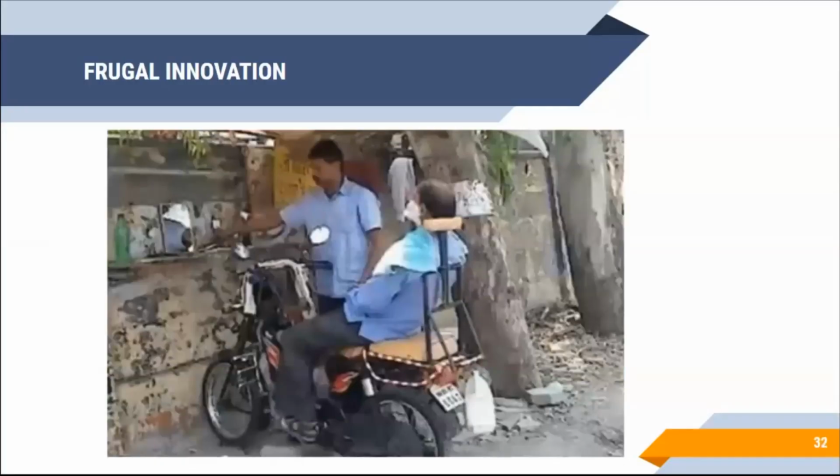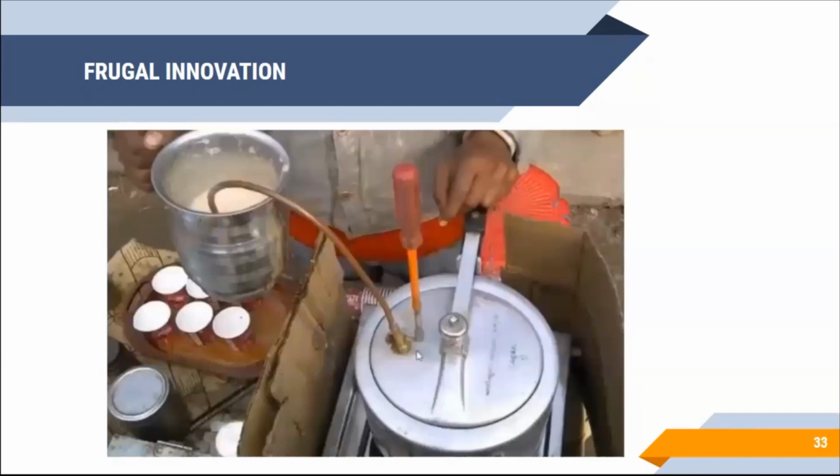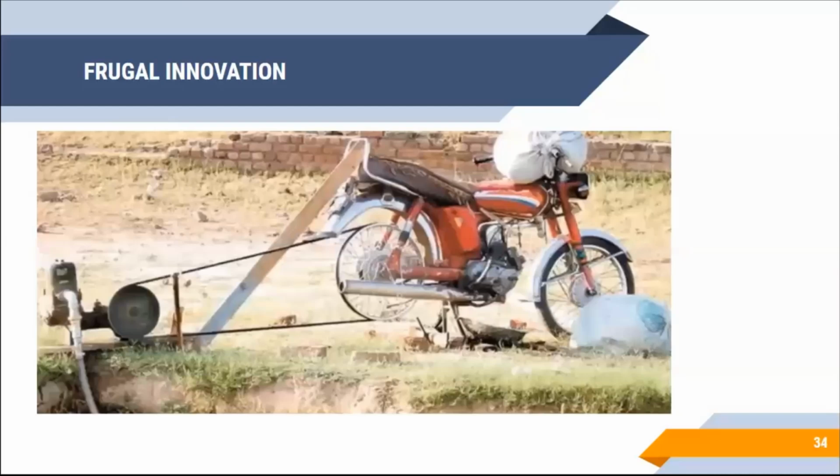So this man made a mobile barber shop. Okay, he cannot take all his chairs and everything, but with some modification to his bike, he made this mobile barber shop. And here, making espresso coffee with the pressure given from a pressure cooker. So this is a small innovation that many people are doing.